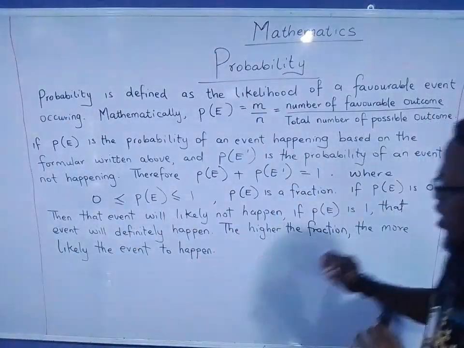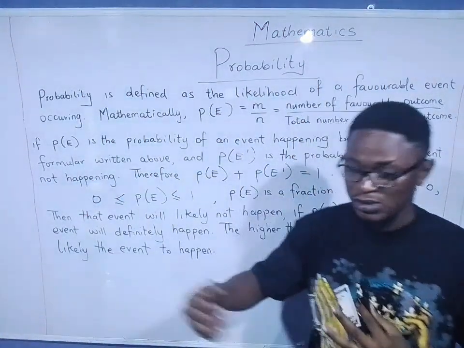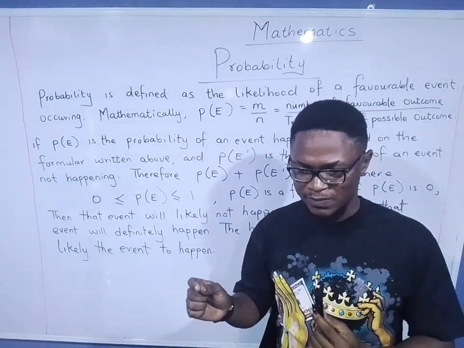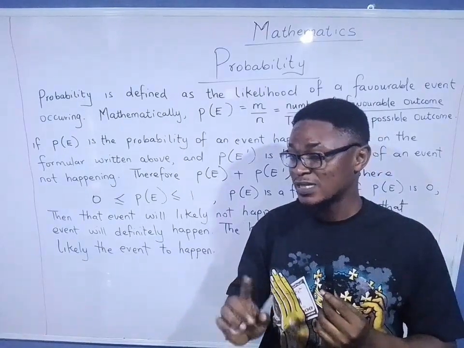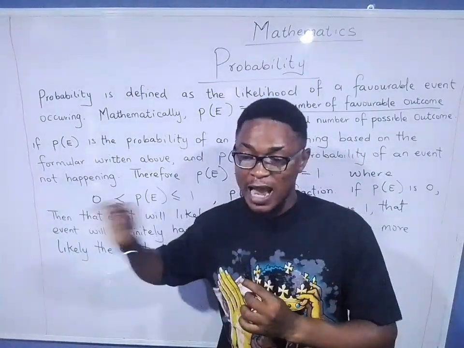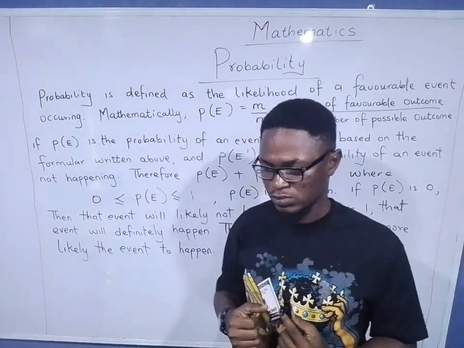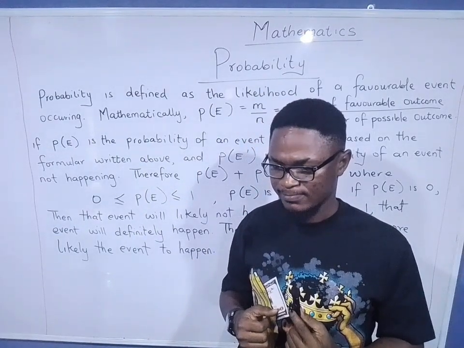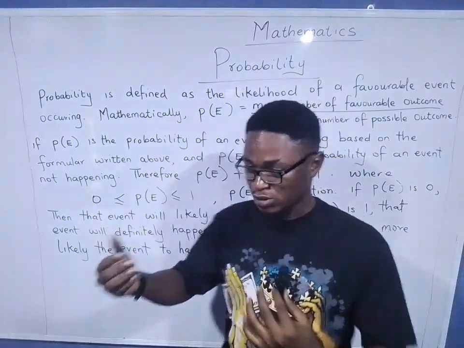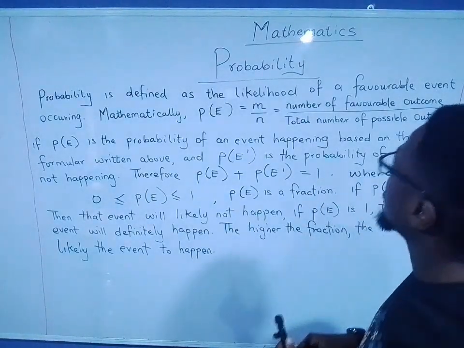Is that clear? All right, so I said even if it is a fraction, the higher the fraction, the more likely that event will happen. If you have 2 events, the probability of the first event happening is 1/5, and the probability of the second event happening is 3/5. So I now ask you, which of those 2 is more likely to happen? The one of 3/5. So the higher the fraction, the more likely that event will happen. Is that clear? All right, so that's that for this.